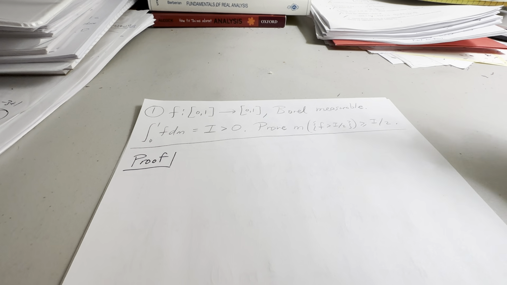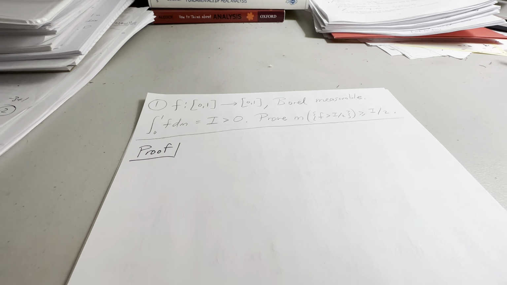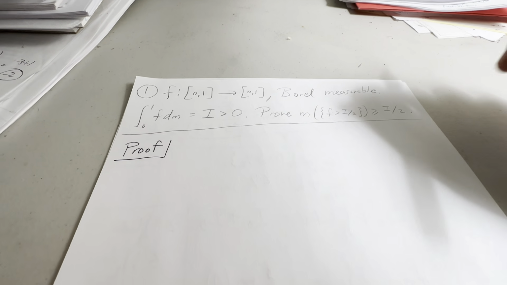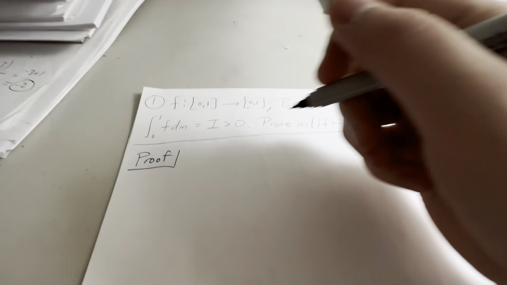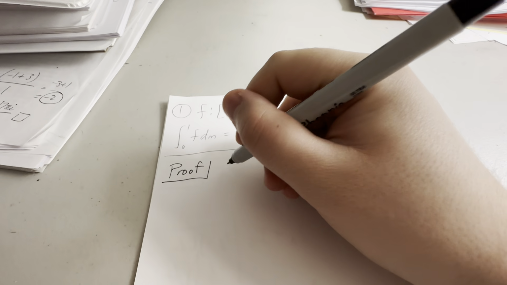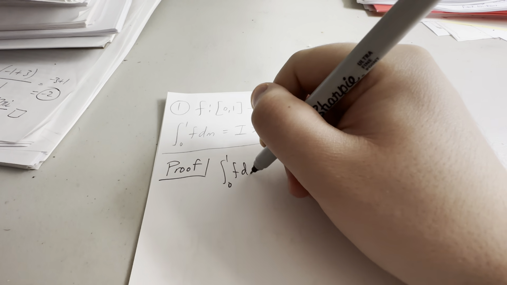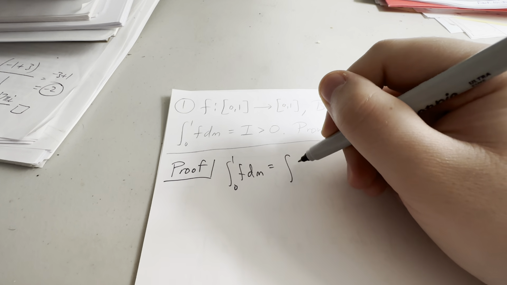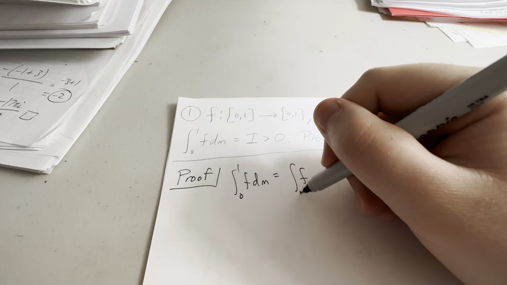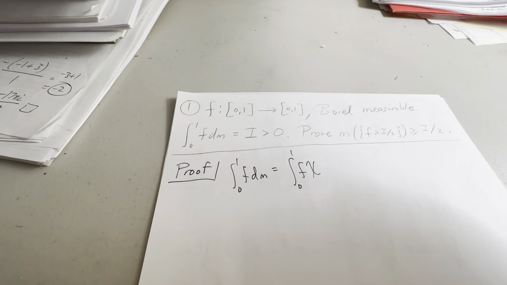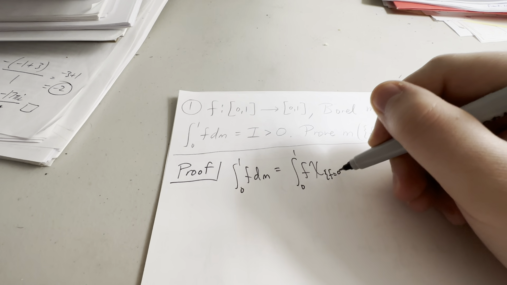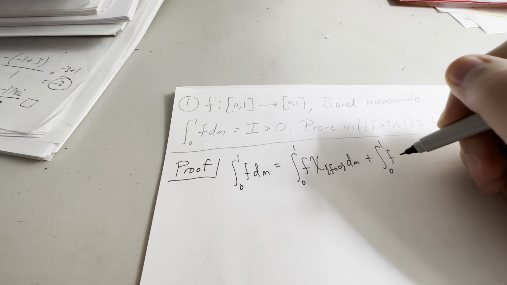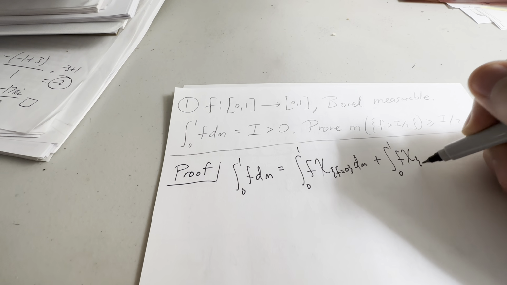So let's do it. This problem is kind of nice because it doesn't really have any tricks in it. As long as you understand the basics of integration, this problem is pretty straightforward. So what do we have? Well, I can split this integral up into 2 pieces. I can call it the integral from 0 to 1 of f times the characteristic function of f equals 0 dm, plus the integral from 0 to 1 of f times the characteristic function of f positive.